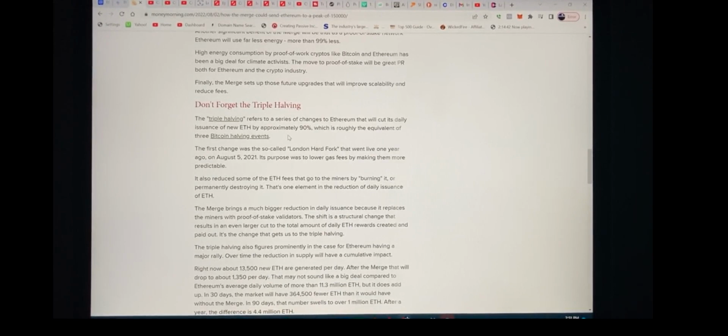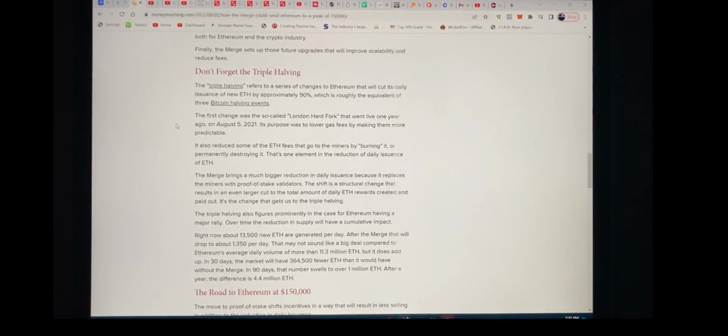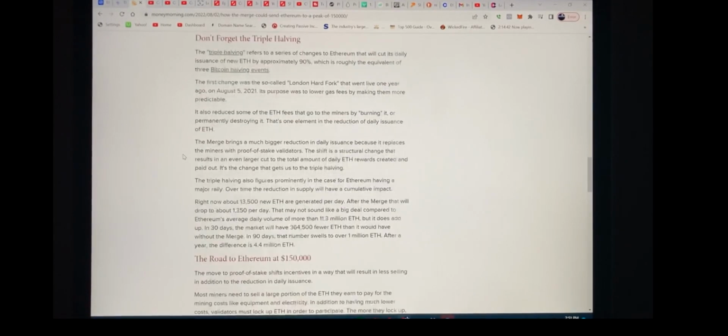We'll see. Now, don't forget the triple halving. The triple halving refers to a series of changes to Ethereum that will cut its daily issuance of new Ethereum by approximately 90%, which is roughly the equivalent of 3 Bitcoin halving events. The first change was the so-called London hard fork that went live a year ago this month. It also reduced some of the Ethereum fees that go to miners by burning it, or permanently destroying it. That's one element in the reduction of daily issuance of Ethereum. The merge brings a much bigger reduction in daily issuance because it replaces the miners with the proof of stake validators. The triple halving also figures prominently in the case for Ethereum having a major rally. Over time, the reduction in supply will have a cumulative effect.